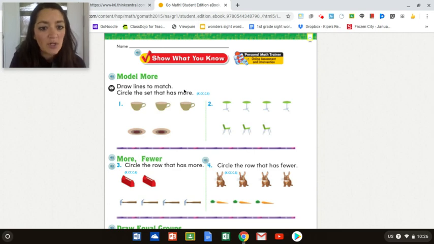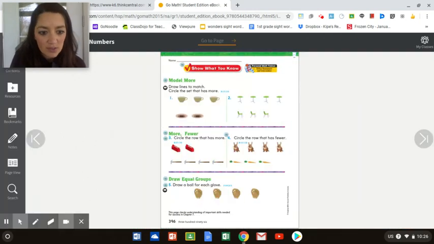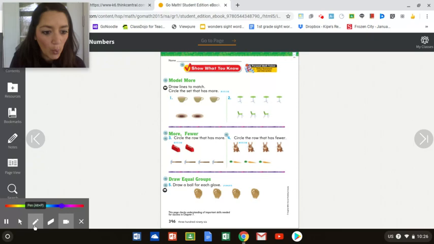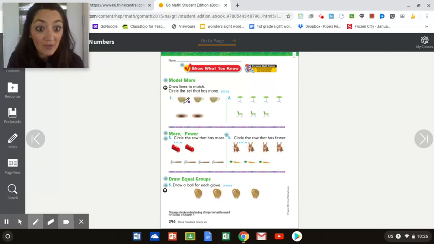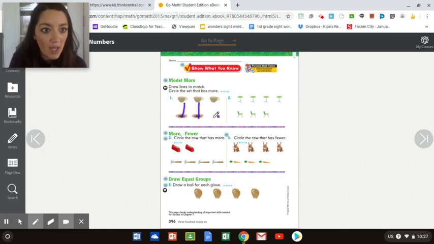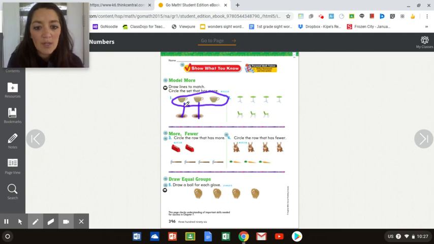It says draw a line to match the set and then circle the one that has more. So here's what you're going to do. Miss Mary showed me how to use this cool little pen, so now I can draw right on the screen. We're going to draw a line to match. So these match. Uh-oh, this one doesn't have a match. So which one has more? I'm going to circle the one that has more. There are more teacups than there are plates.